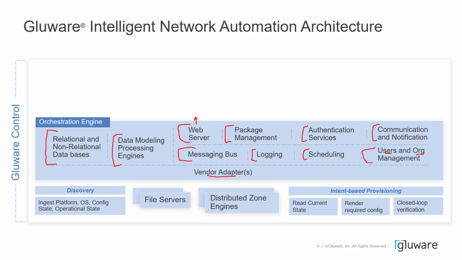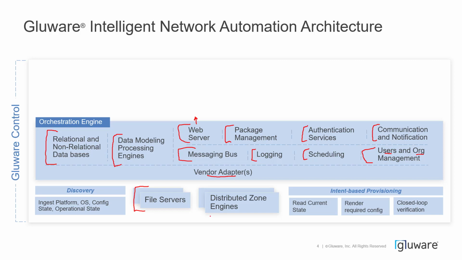So you are able to control your users and what they're able to do with Gluware as a platform, and you're able to define organizations so you can logically divide, let's say, your data center devices or your WAN devices or campus devices and so on and so forth. Other components of the orchestration engine, if you're using our OS Manager for operating system upgrades, we have integrated file servers that can be distributed. So that's why you see multiple boxes there. You can distribute file servers out closer to devices for better performance.